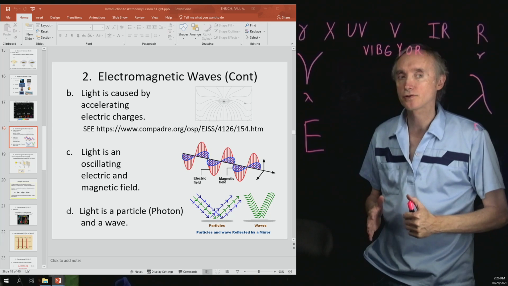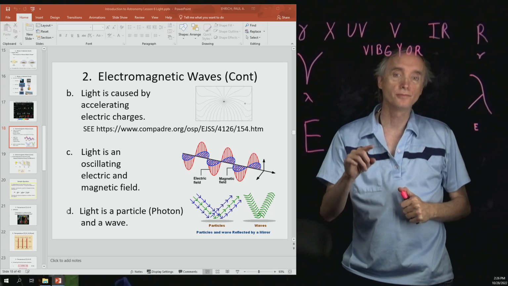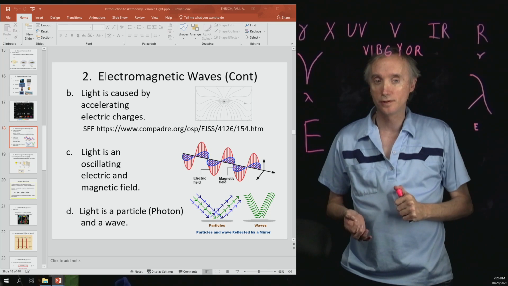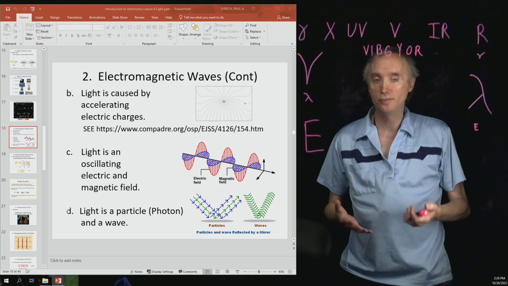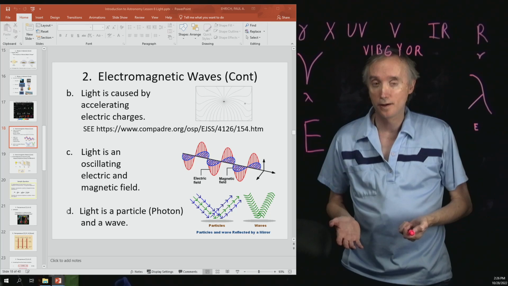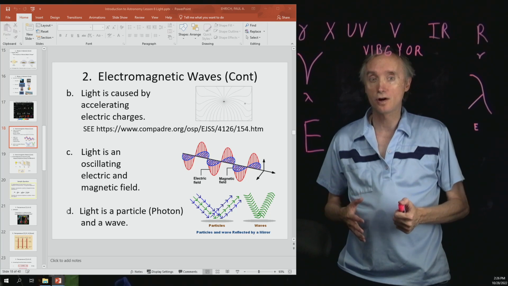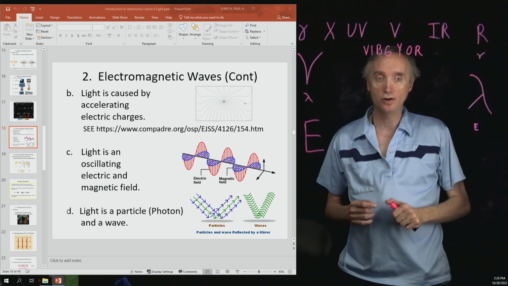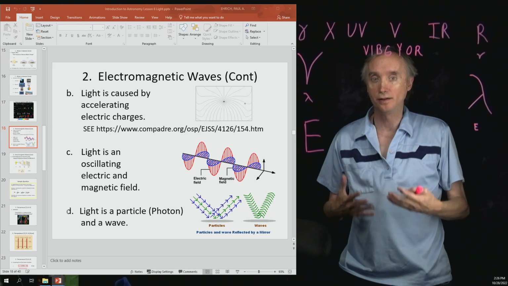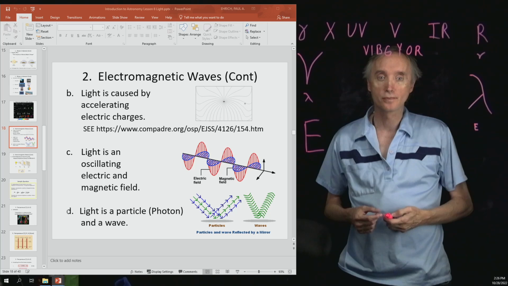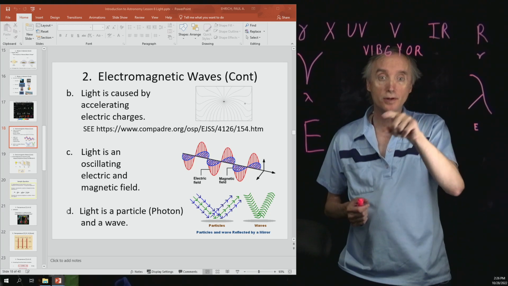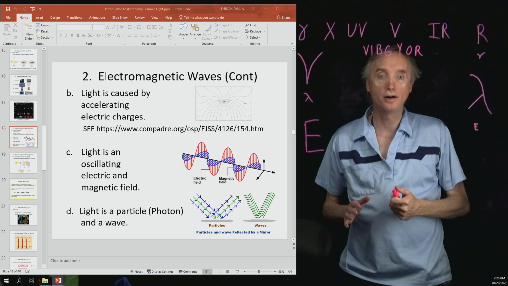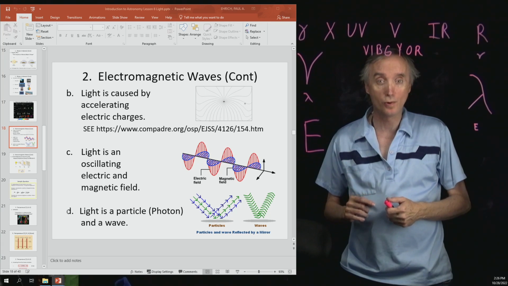Now, what does light actually look like? So light is an oscillating electric and magnetic field. And so you definitely are familiar with electricity, but electricity can also cause magnetism. So magnetism and electricity go together, and that's why we call it electromagnetism. And so in this picture here, this is a picture of an electromagnetic wave.